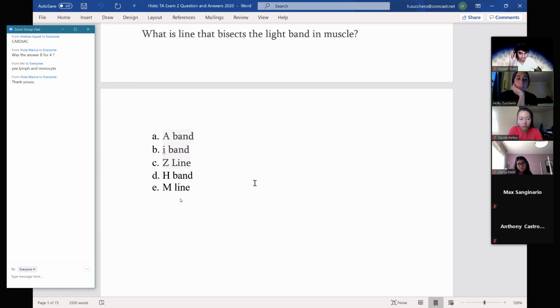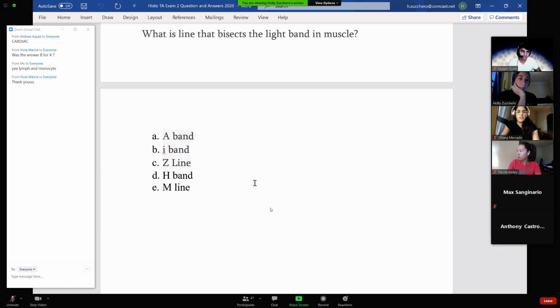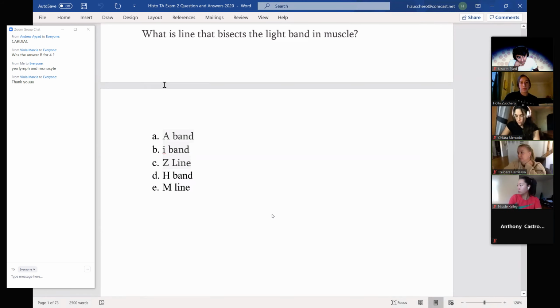Okay, what's the answer to this one? Is it I band? The I band, right? Or no, actually, the I band is the light band. So what's the line? Yeah, the Z line. So the light band is the I band. Then what's the dark band? A band. Yeah. So your dark band would be your A band, and then you also have a line going down the A band, and that would be your M line.